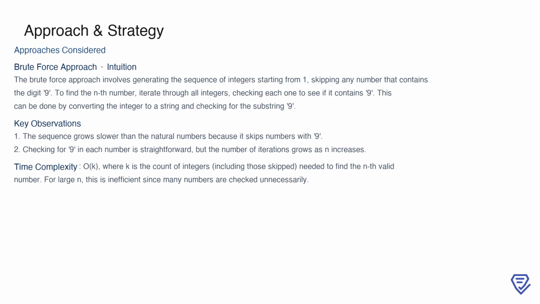Second, while checking for the digit 9 in each number is straightforward, the brute force approach becomes increasingly inefficient as n grows larger. This is because we end up iterating through a lot of numbers, including those that will ultimately be skipped. The time complexity for this approach is O(k), where k represents the total count of numbers, including the skipped ones, needed to locate the nth valid number. For large values of n, this inefficiency becomes a significant drawback, making the brute force approach impractical for most cases.